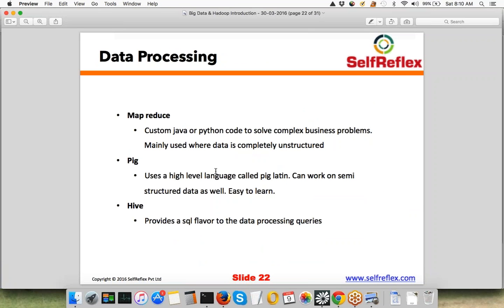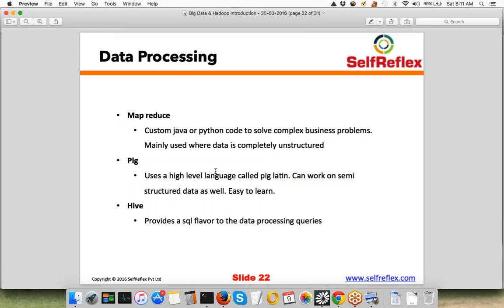Today we are going to talk about data processing. HDFS is a storage layer component of Hadoop ecosystem. At the analysis layer, which is the data processing layer, we have different components. One of the most important and popular components is MapReduce. Of course, we have Pig and Hive also. MapReduce is where you write your custom Java or Python code to solve complex business problems. Mainly it is used when your data is completely unstructured, but there is nothing that stops you from writing MapReduce jobs on structured data as well.